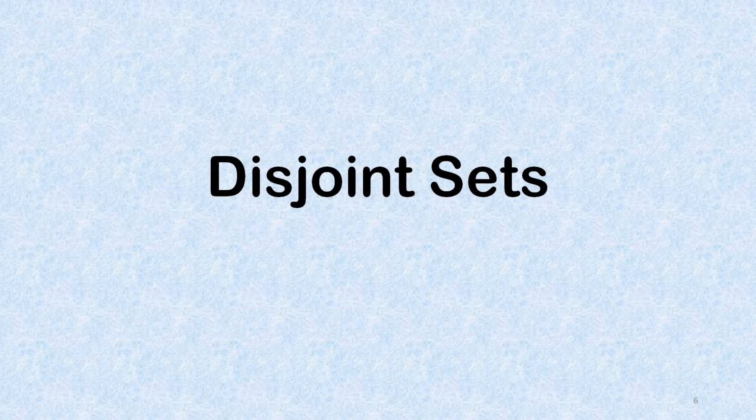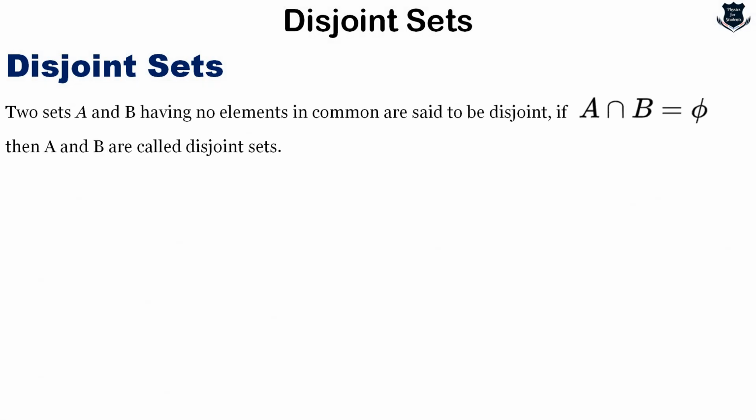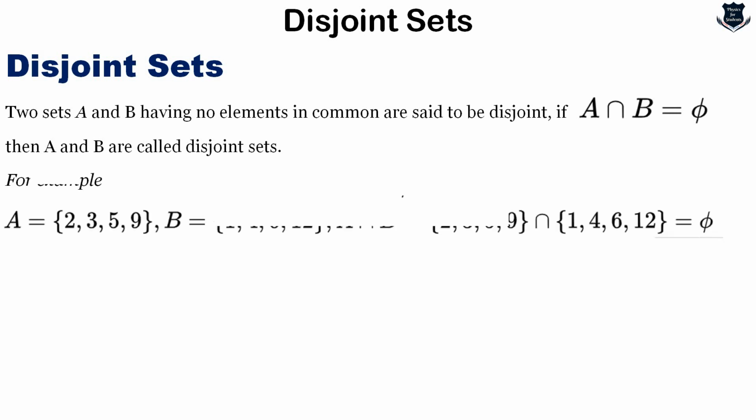Okay, now something which is called disjoint sets. You can understand that it is like an arithmetical formula, where we go from addition and then subtraction, and this is something called disjoint. So what are disjoint sets? Two sets A and B which have no common elements are called disjoint. So if A ∩ B is φ, that means it is a null set, then A and B are called disjoint sets.